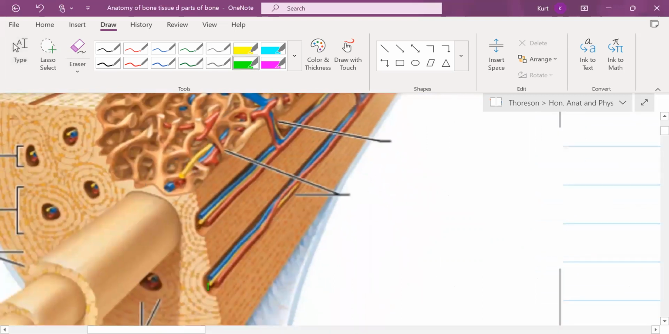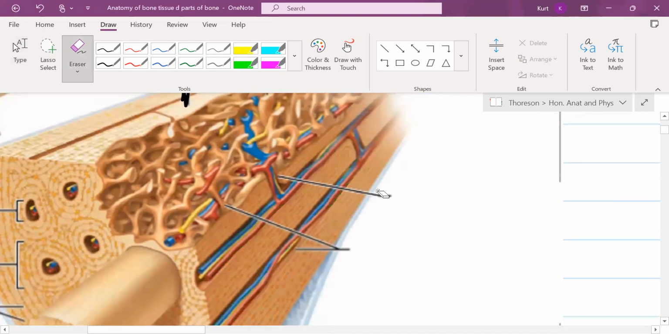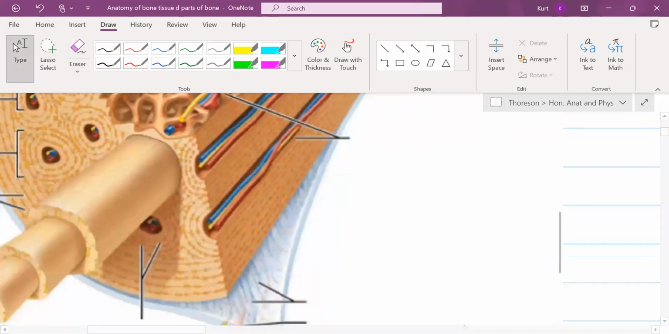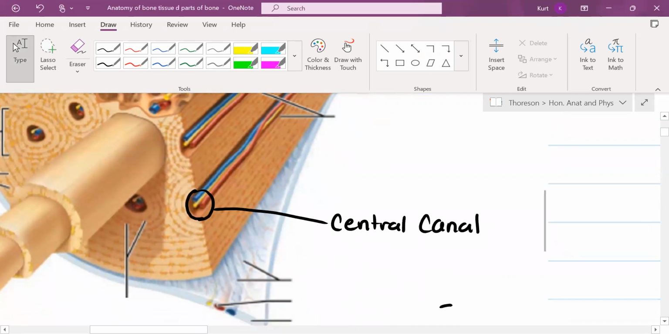Okay, now you guys see these? You don't need to draw this. Just I will erase this and that right there. These are called central canals. These central canals are scattered throughout compact bone. They contain blood vessels and nerves.